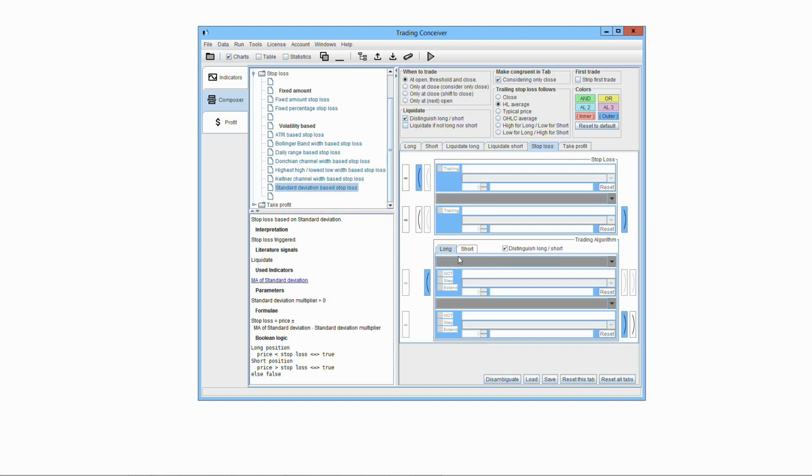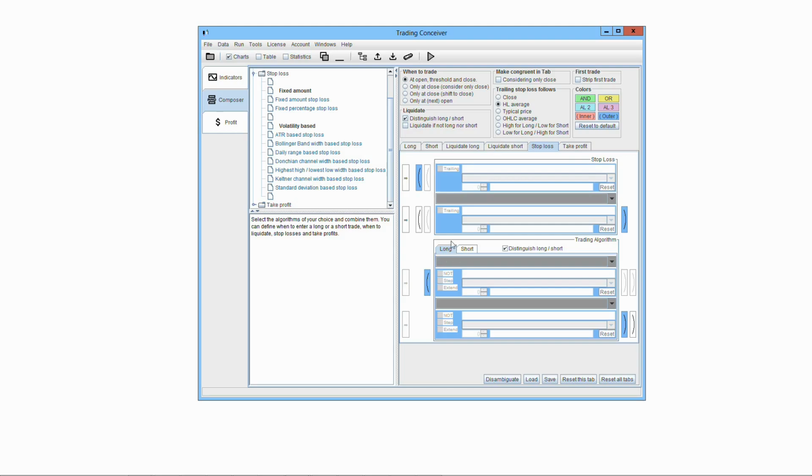When there is an open long position, only the long subtab is considered for the combination of the tab. When there is an open short position, only the short subtab is considered for the combination of the tab. So the stop-loss algorithms are combined with the long tab when a long position is underway, and with the short tab when a short position is open.